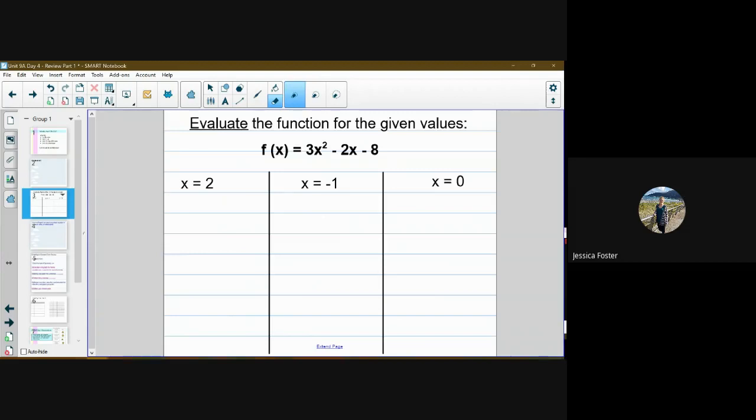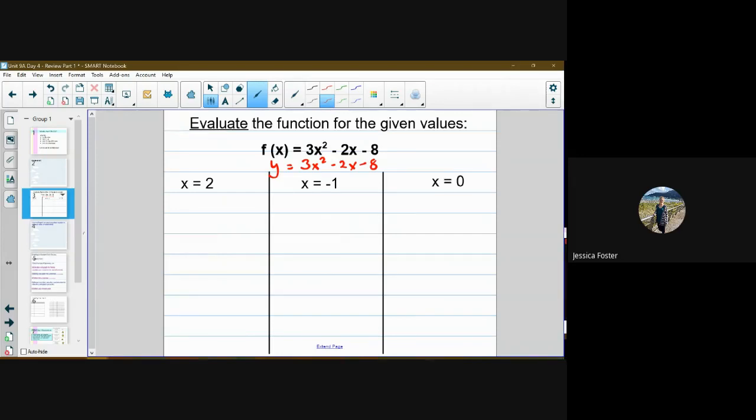Now, a lot of times when we're looking at standard form, instead of f of x, we'll have it written with a y. y equals 3x squared minus 2x minus 8. Same idea as when we have f of x. We talked about this on day 1, so don't let that throw you off. Same idea. It's just talking about inputs, our x values, for our outputs, either f of x or y.